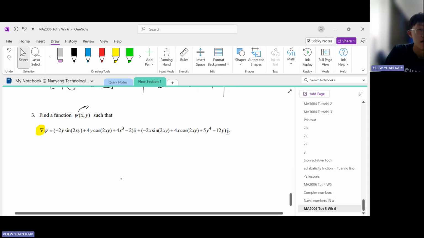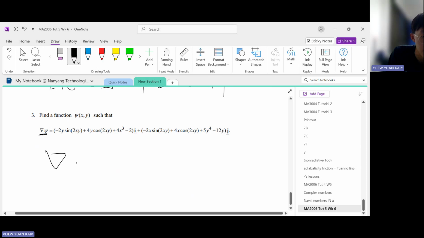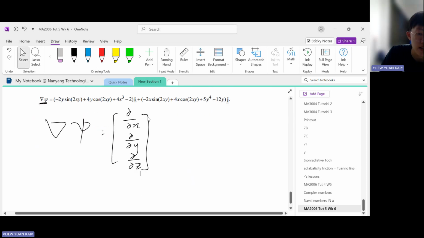Find psi such that Nabla of psi will satisfy this vector equation. So let's focus on the left-hand side first. In the left-hand side, we have Nabla of psi. Let us replace Nabla with its definition. Remember, Nabla is just a vector containing partial derivatives as its entries, partial derivatives in the x, y, and z direction. And then just leave psi to be.